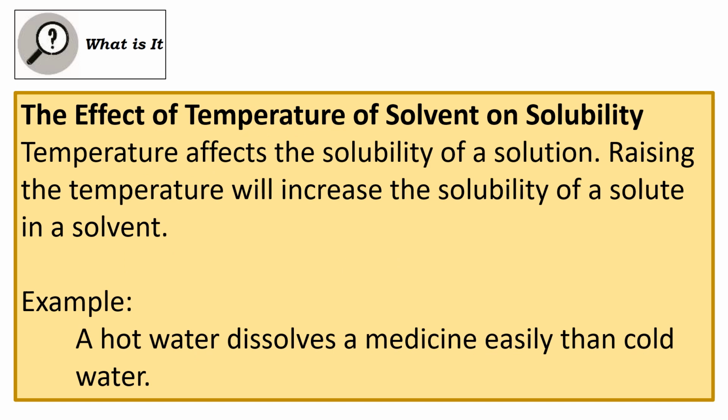Ngayon, isa pang nakakaapekto sa pagkatunaw ng solute sa solvent ay ang temperatura or gaano ba kainit. The temperature affects the solubility of a solution. Raising the temperature will increase the solubility of a solute in a solvent. Kung mainit ang temperatura, mas madaling matunaw ang isang solute sa solvent. Example, hot water dissolves a medicine easier than cold water. Okay, pag umiinom ka ng gamot, pag ginagamitan mo siya ng hot water, mas madaling matunaw yung gamot kesa cold water ang gagamitin mo. So, ang temperatura ay nakakaapekto kung paano matunaw or ang solubility ng isang solute gamit ang isang solvent.